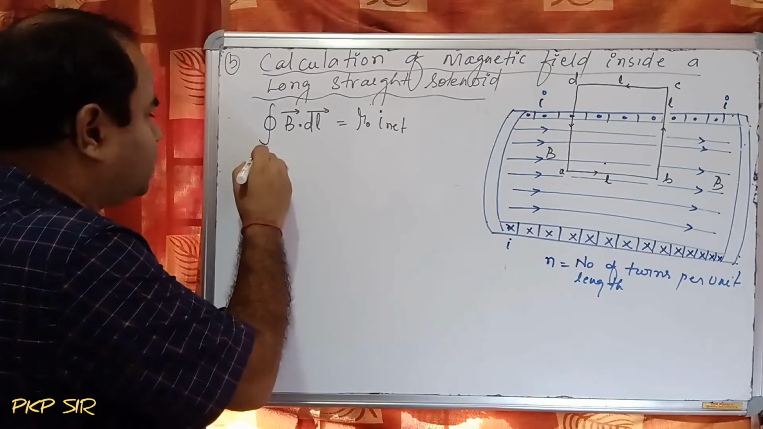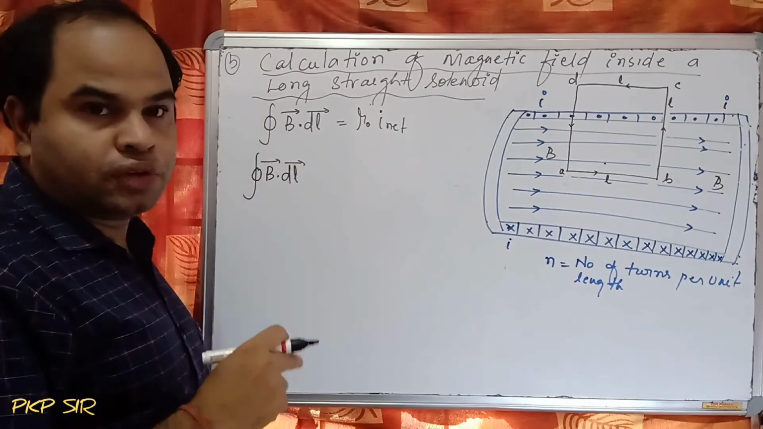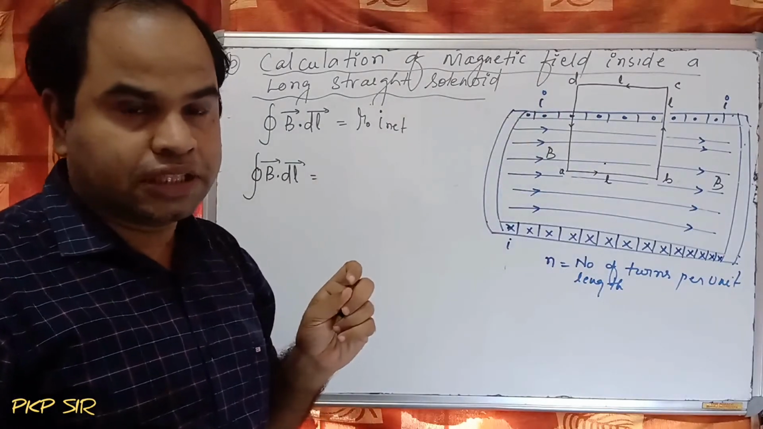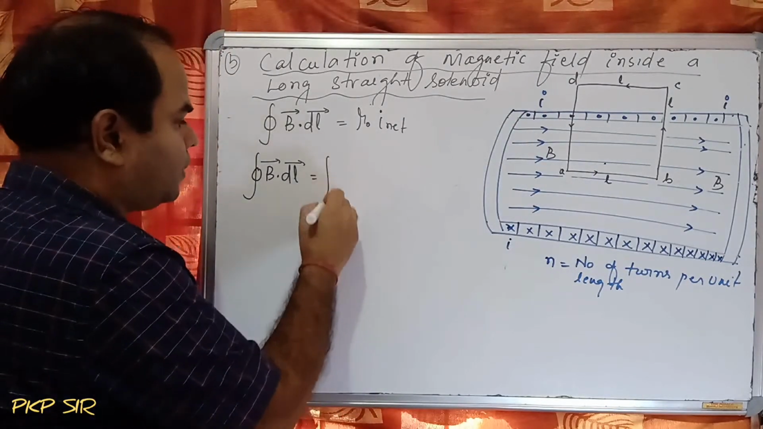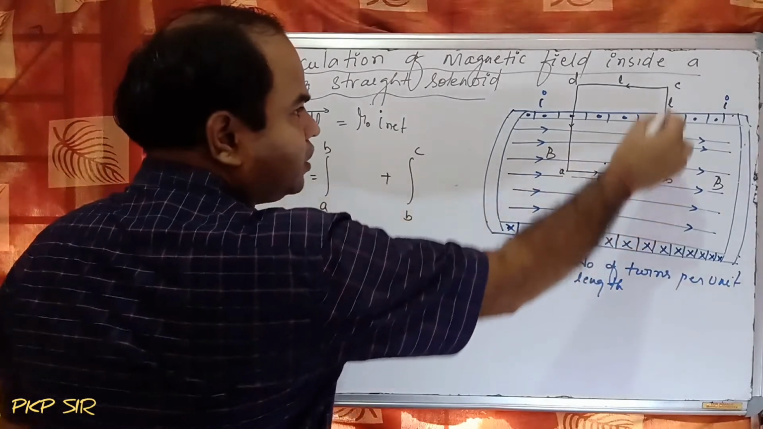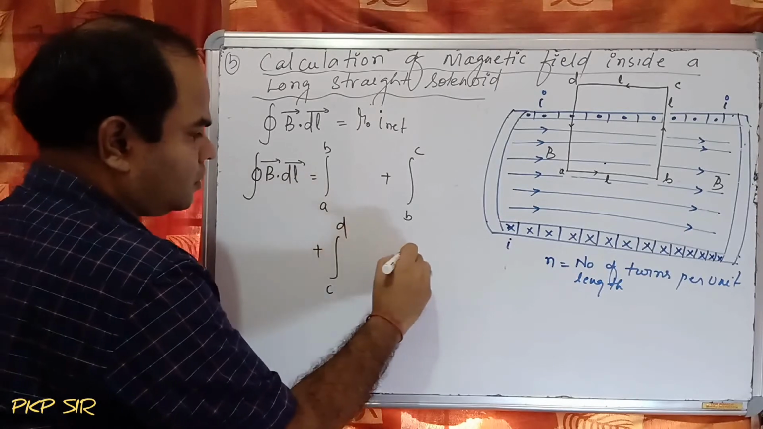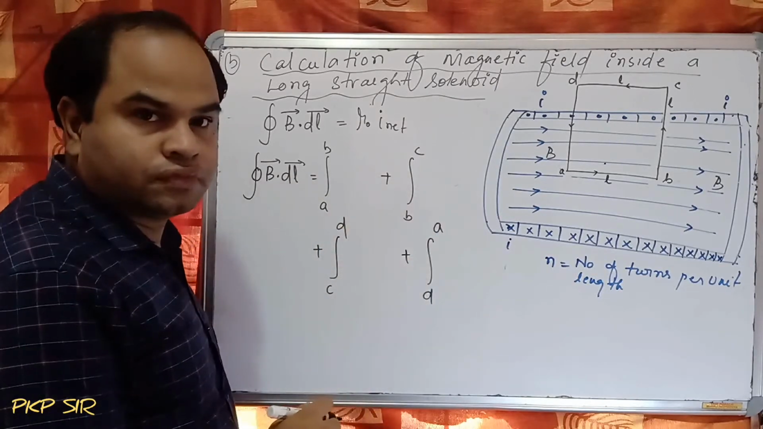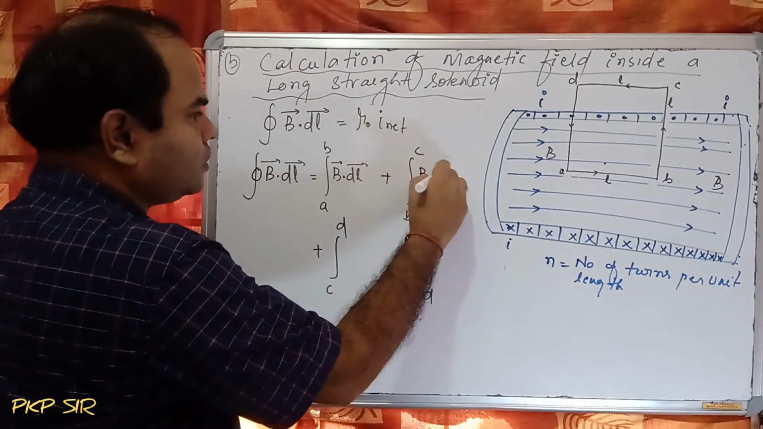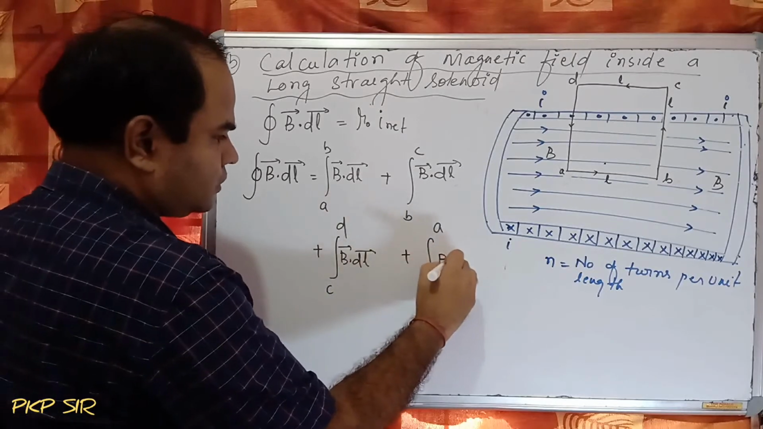After that, the closed integral of B dot dl can be divided into four paths, that is from A to B, B to C, C to D, and D to A. So it is the integral from A to B of B dot dl, plus B to C, plus C to D, plus D to A, each of the form B dot dl.